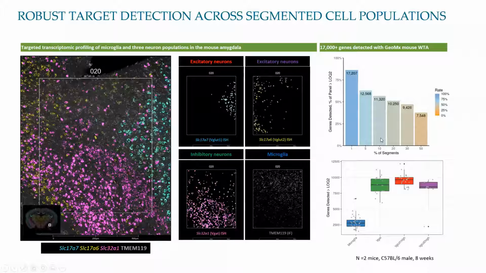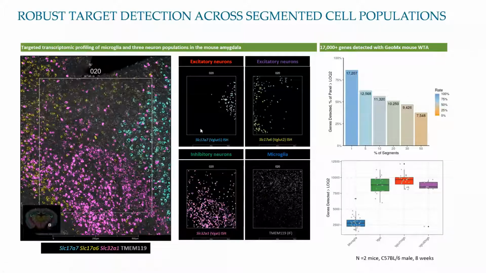And what we found was that we were able to identify up to 3,000 targets on an average for the microglia population and over 8,000 targets that were expressed within the neuronal population of the cells.